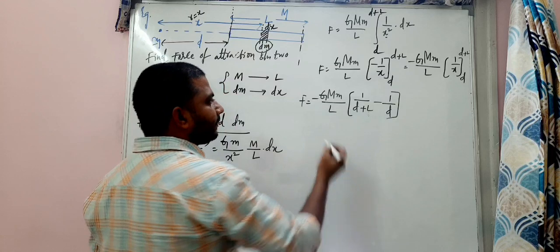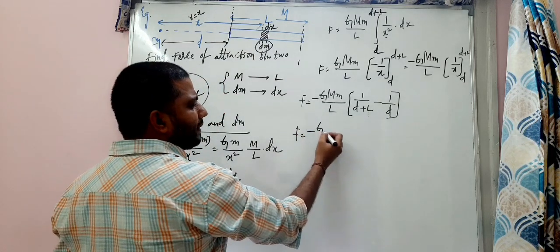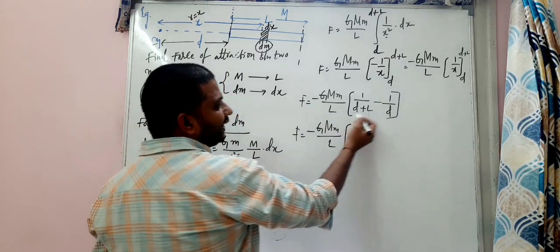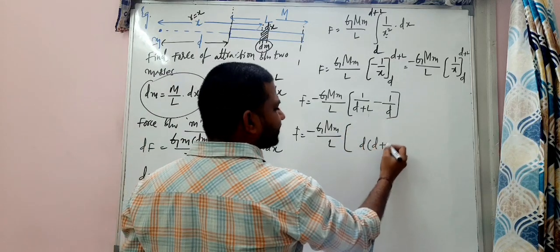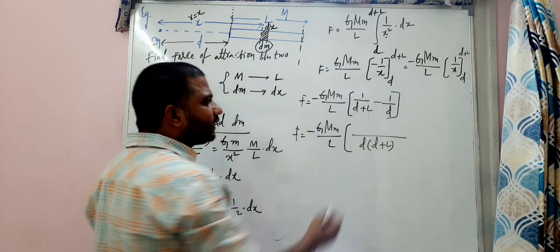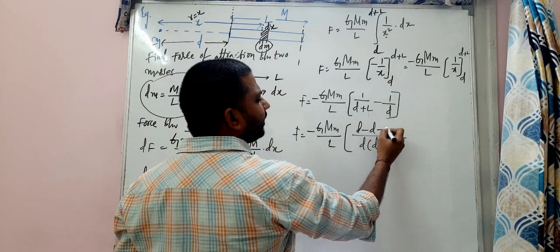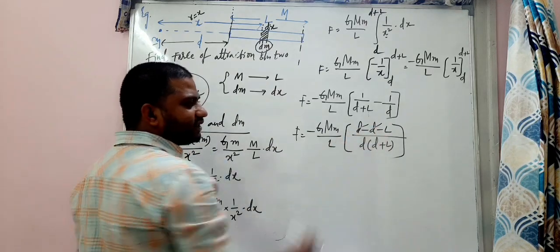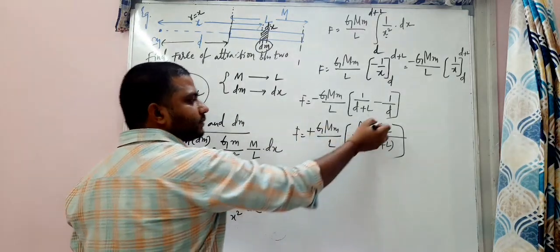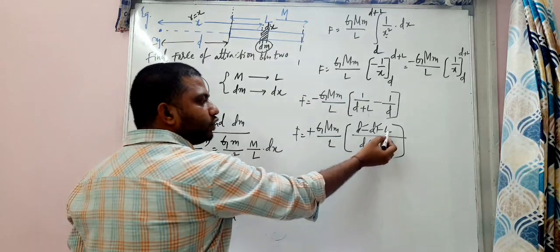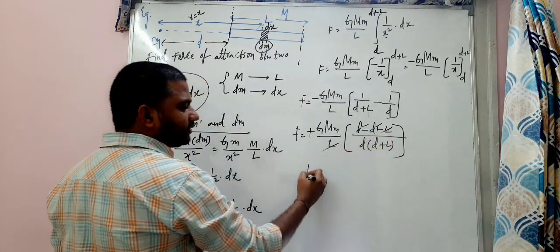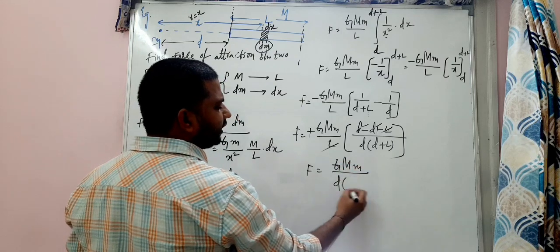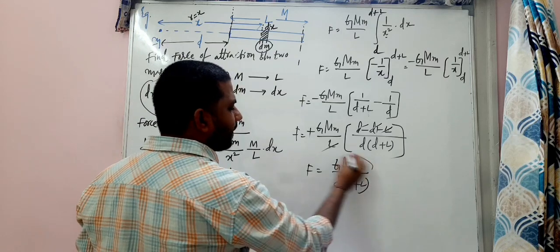Here F is equal to minus G capital M small m divided by L into the LCM, which is D into D plus L, and the numerator is D minus (D plus L). Plus D and minus D cancel, the minus signs cancel, and numerator L and denominator L cancel. So what is left here? G capital M small m by D into D plus L.